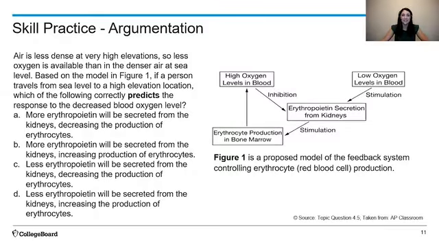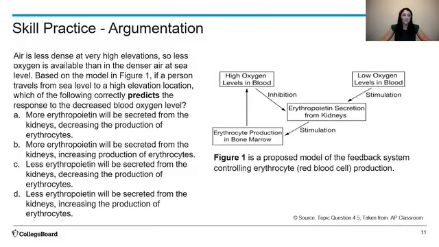You can go ahead and take a second to pause the video, read the question, and come up with an answer. And then when you're ready, start it and we'll explain what happens. All right, so if you're looking at this question, it is telling you that in our figure, we are looking at a model of erythropoietin and how your body reacts if you're at a higher elevation. So at a high elevation, there is less oxygen available.